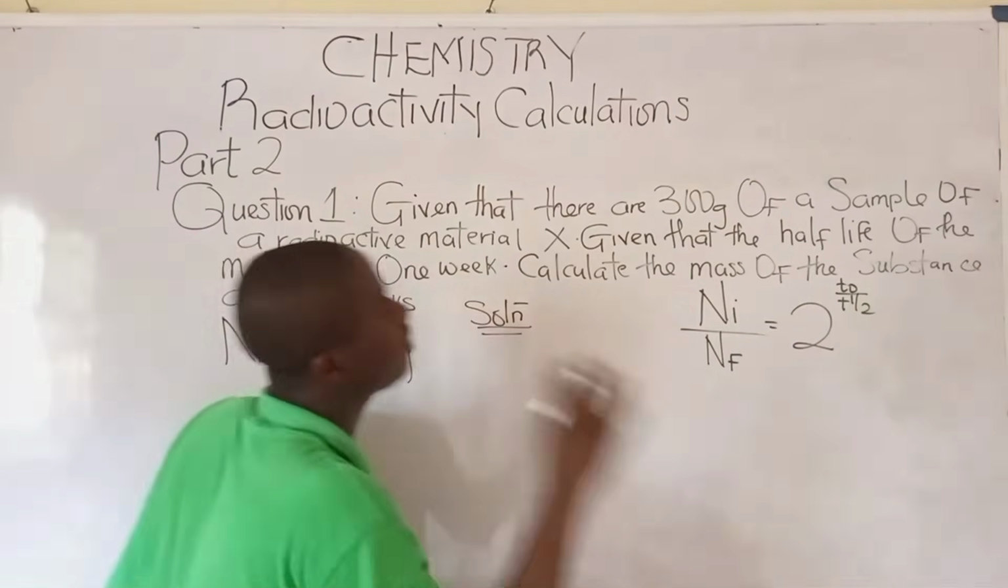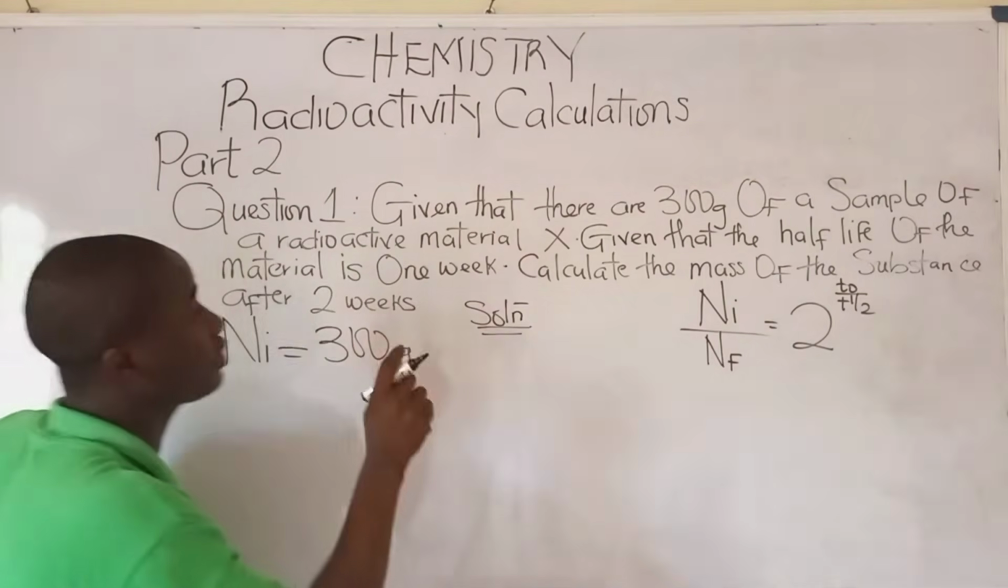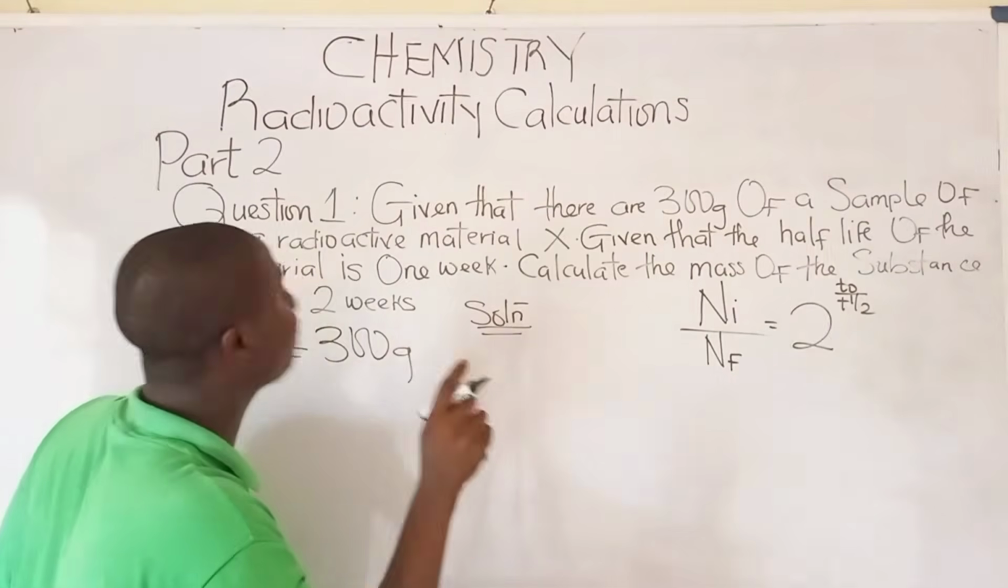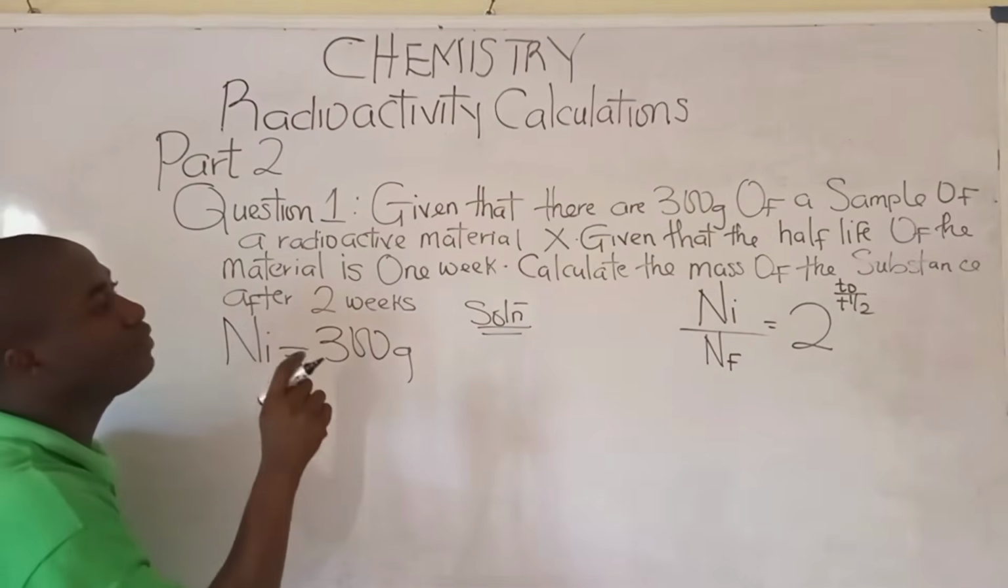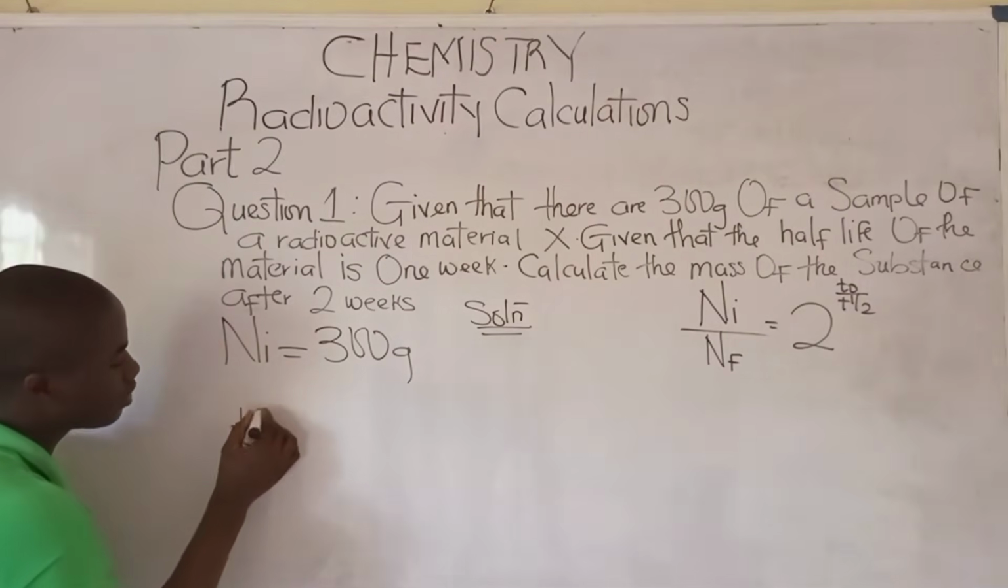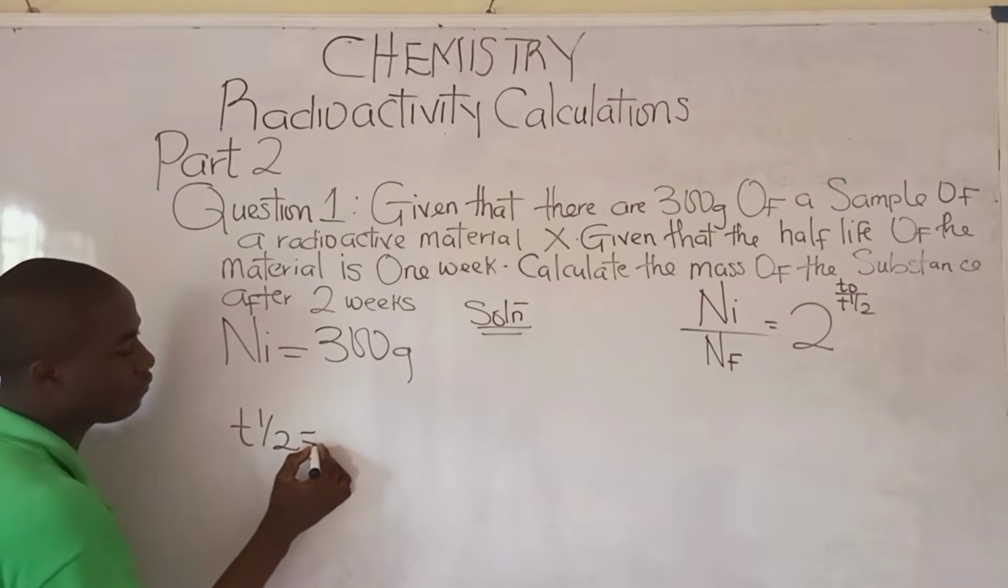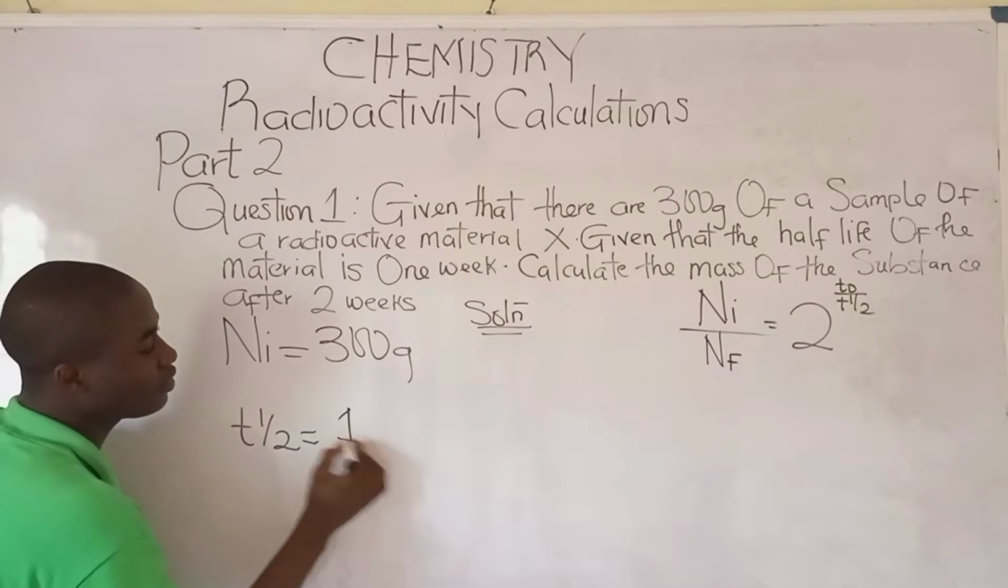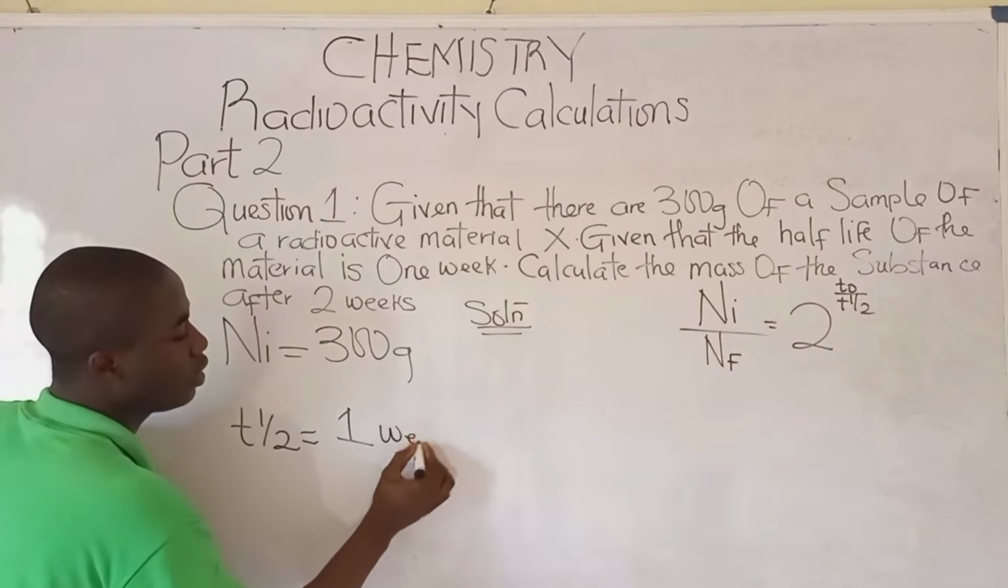So given that there are 300 grams of a sample of a radioactive material X, given that the half-life of the material is 1 week. Recall half-life is given with the symbol T half, and they told us that the half-life of the material is 1 week, so just 1 week.